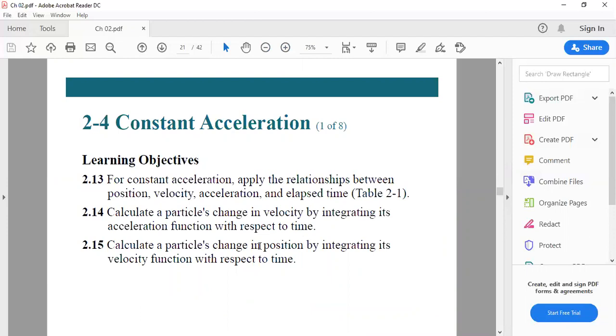So, section 2.4. For constant acceleration, apply the relationships between position, velocity, acceleration, and elapsed time. You're going to calculate a particle's change in velocity by integrating its acceleration function with respect to time, and then calculate a particle's change in position by integrating its velocity function with respect to time. Basically, what you're going to be looking at here are antiderivatives.